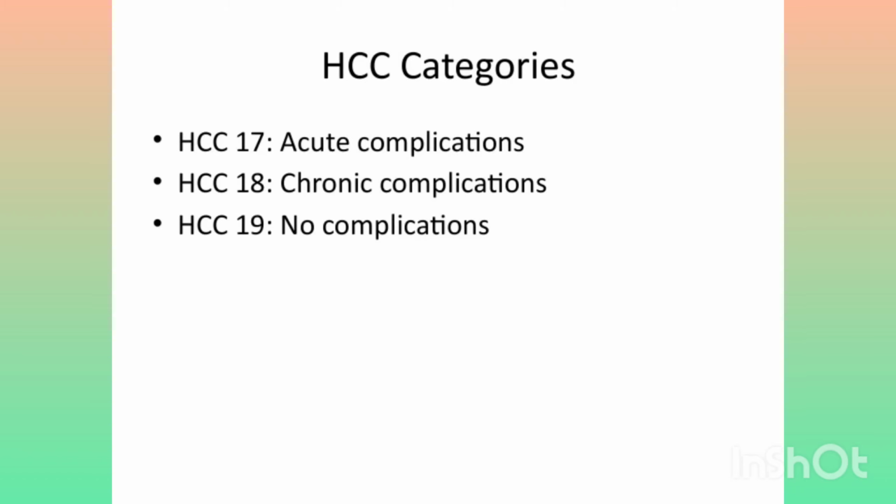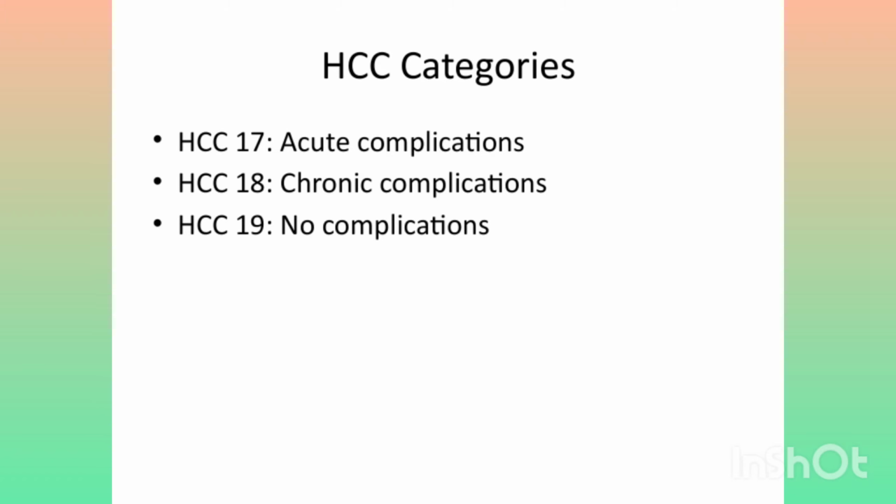Let's take a closer look at the classifications within HCC categories. First, we have HCC 17, which pertains to acute complications. These are the immediate issues that can arise suddenly and often require prompt attention. Then, there's HCC 18, covering chronic complications, which develop over time and may persist or worsen if not managed properly. Lastly, HCC 19 refers to cases with no complications at all, indicating a stable condition.